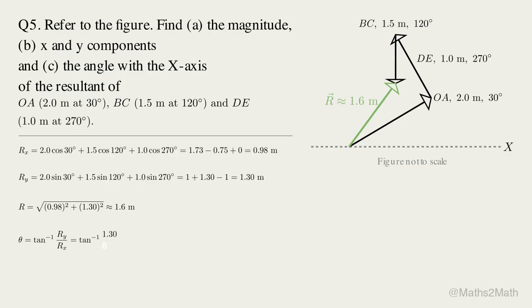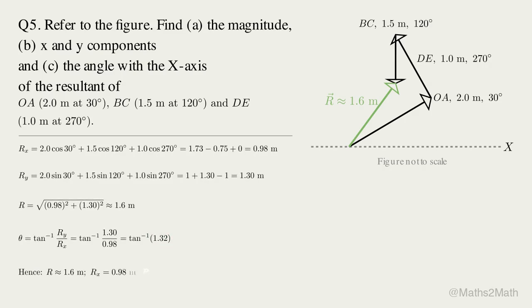And the angle with the x-axis is tan inverse of 1.30 over 0.98, which is tan inverse 1.32. Hence, magnitude about 1.6 meters, components 0.98 and 1.3 meters, at tan inverse 1.32 with the x-axis.